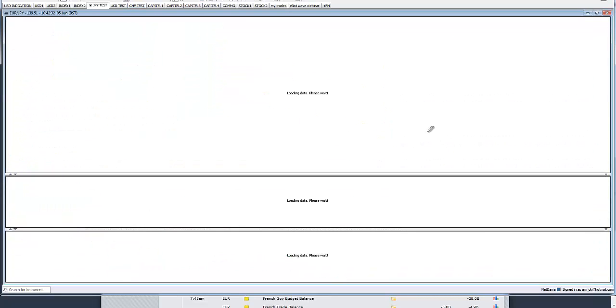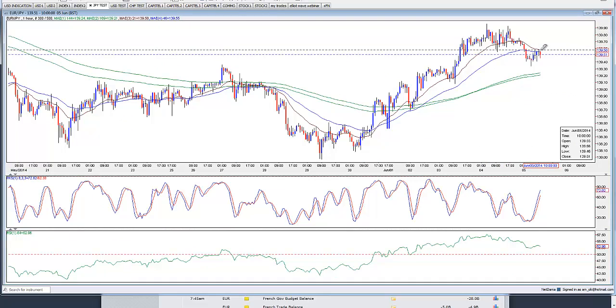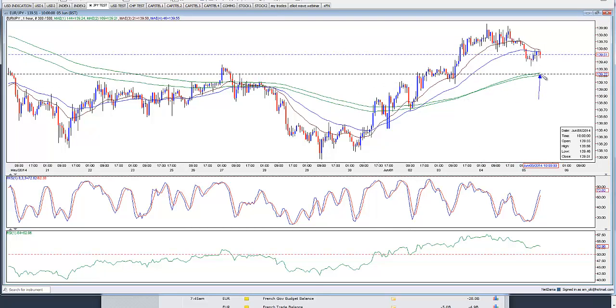An hourly chart reveals approximately the same structure. Again, a potential to drop down to 139. That's a logical pullback for this structure.